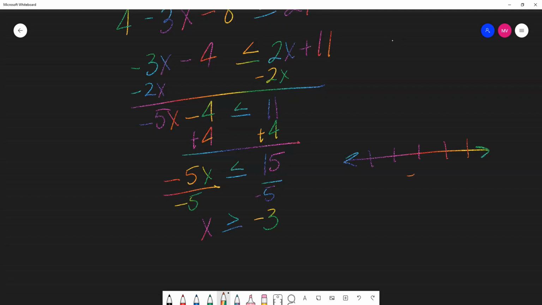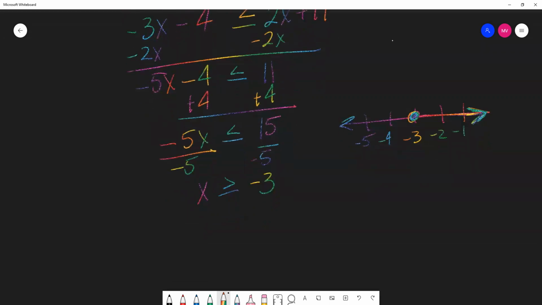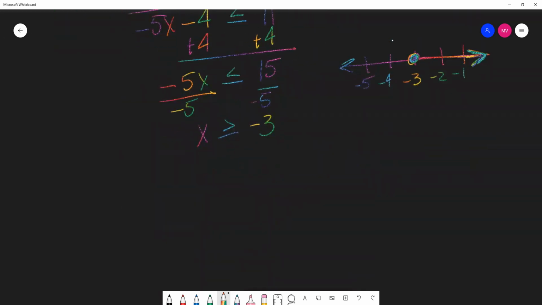Okay, so -3, -2, -1. All right, so what does our graph look like? Right. Right. So it includes -3. So anything -3 or greater will make that a true inequality. All right, good job. Number 7.